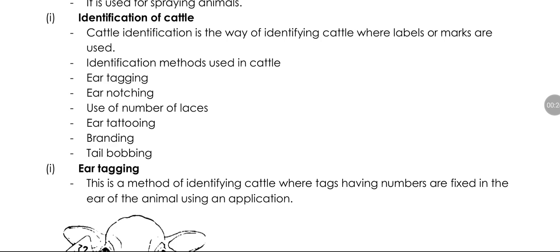Because the cattle may look similar depending on colour. Ziyinza okufaanagana nga zifaanagana colour, zifaanagana amagulu, zifaanagana almost everything. But how can you identify the cattle you want? So you have the definition is there. What cattle identification means is the way of identifying cattle where labels or marks are used.